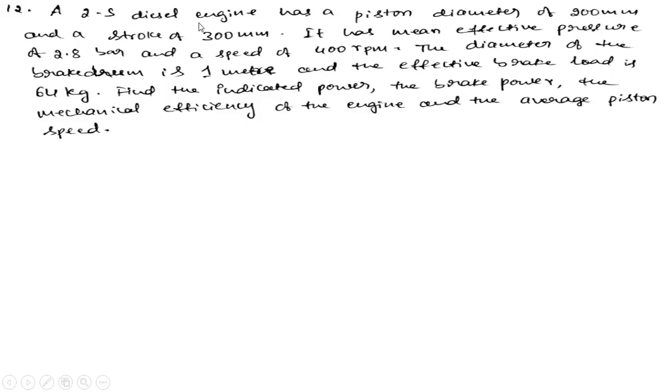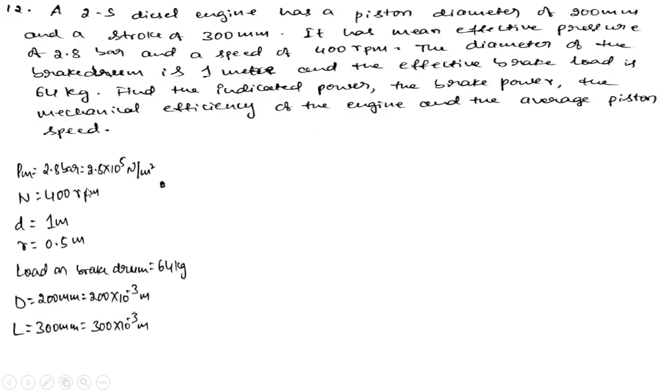Two-stroke diesel engine is given and piston diameter, that is bore, is given as 200 mm, stroke length as 300 mm. Mean effective pressure is 2.8 bar and speed of the engine is 400 rpm. Diameter of the brake drum is given as 1 meter. Effective brake load is given as 64 kg. IP is to be calculated, BP is to be calculated, mechanical efficiency is to be calculated, as well as average piston speed is to be calculated.